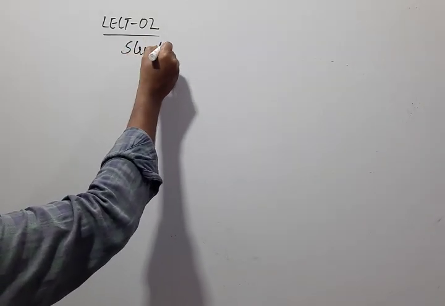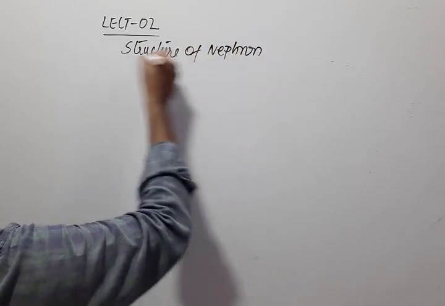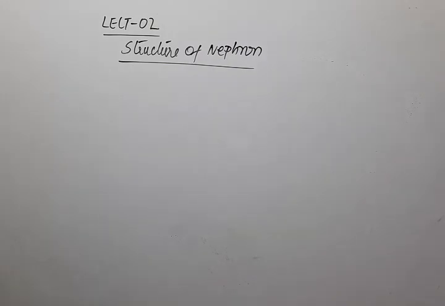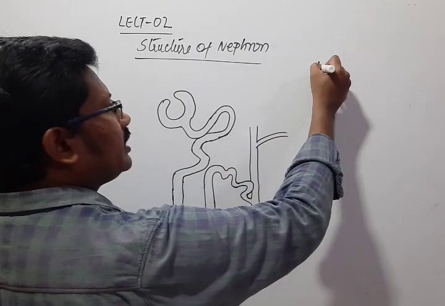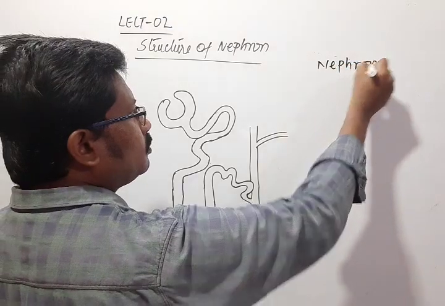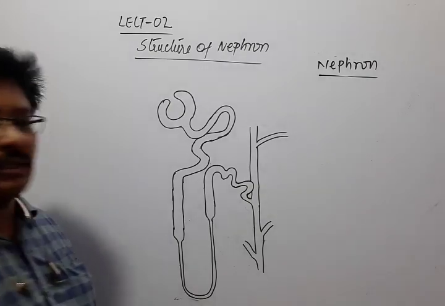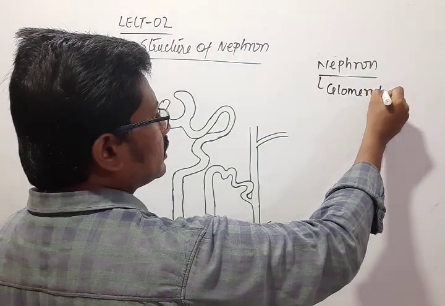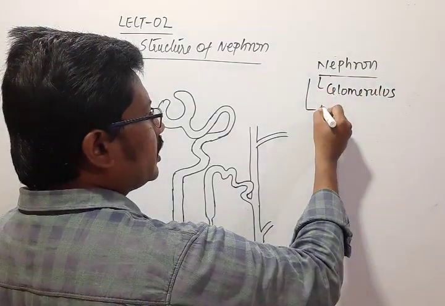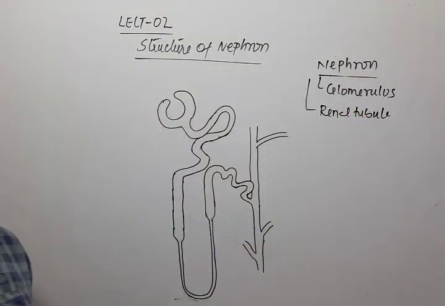The next one, structure of nephron. Right, so this is how we see the structure of the nephron, and here the nephron has mainly two parts, right? One we call the glomerulus, and another one called the renal tubule, right?